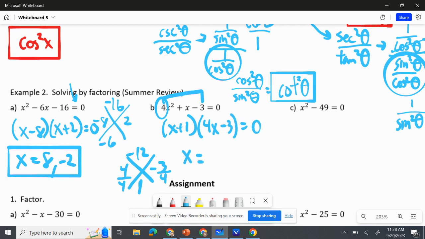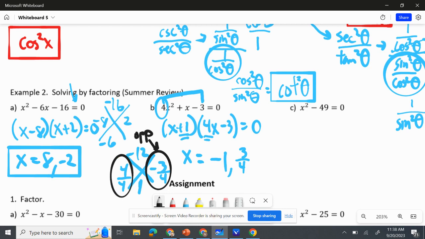So our answers are always the opposites. Opposite of 1 is negative 1. This one's a tricky one because the opposite of negative 3 is 3. But because of the 4, we're going to divide it by 4. One way that helps us out is we look at our x method: whatever the opposites are, that also tells us our answer. So the opposite of negative 3/4 would be 3/4.